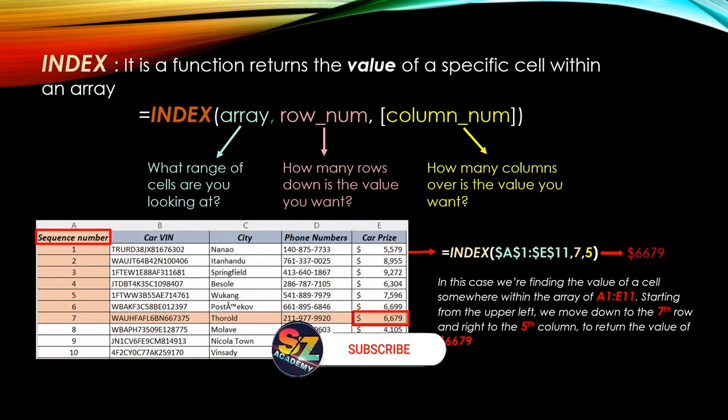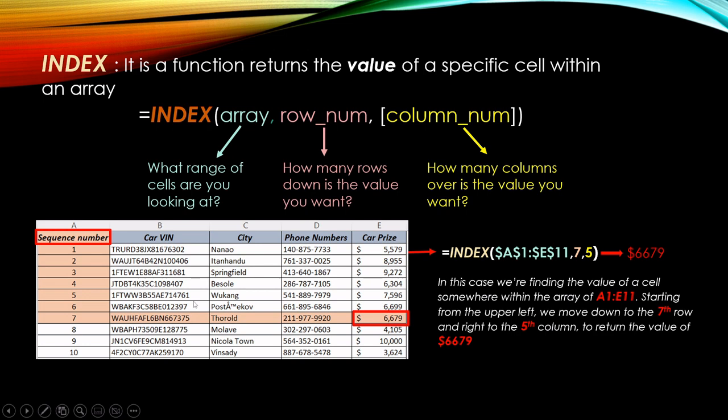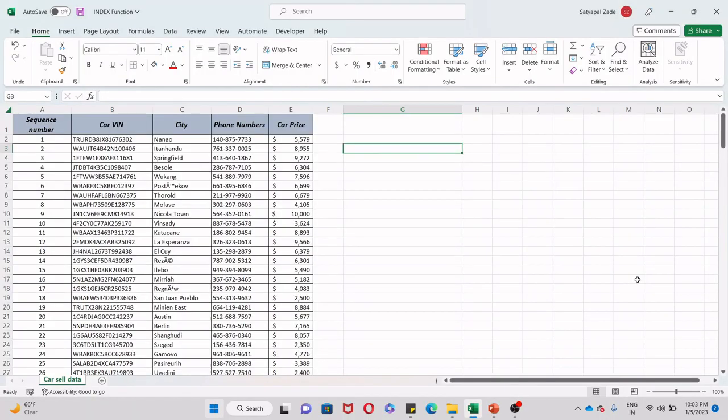So here we are saying, let's index the array from A1 through E11. Let's move down to the seventh row and over to the fifth column, and when you do that it returns $6679, because that's the value it found in the cell it lands on. Again, very simple. Trust me, this will make more sense in just a minute. So let's jump into Excel to explain how the formula is working.